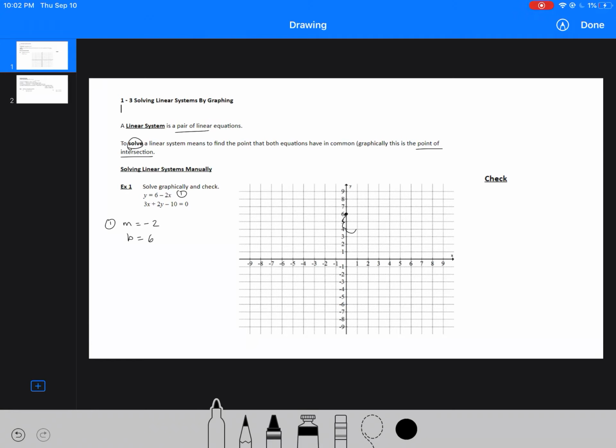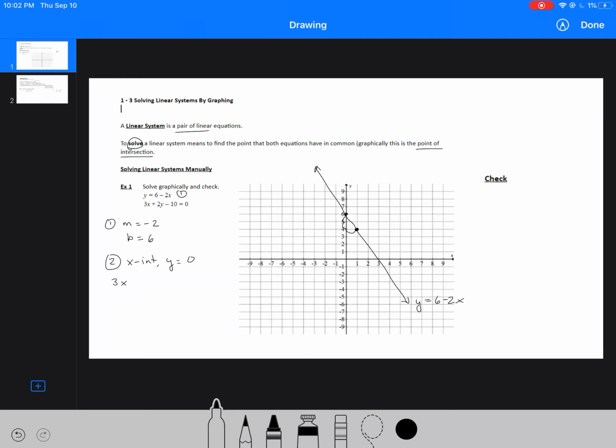and then I'm going to use a ruler. Oh, that's the best line yet. Use a ruler to draw a line through those 2 points, and then I'm going to label my line here. My second one is in standard form, so I'm going to find my x-intercept and my y-intercept and graph those.